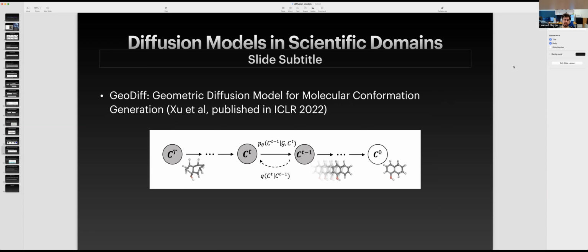Another one that I found was published at this year's ICLR conference: GeoDiff, a geometric diffusion model for molecular conformation generation. This uses a diffusion model to predict the 3D spatial geometric conformation of a set of atoms that are bonded together in some specified way, so to predict how they would exist spatially.